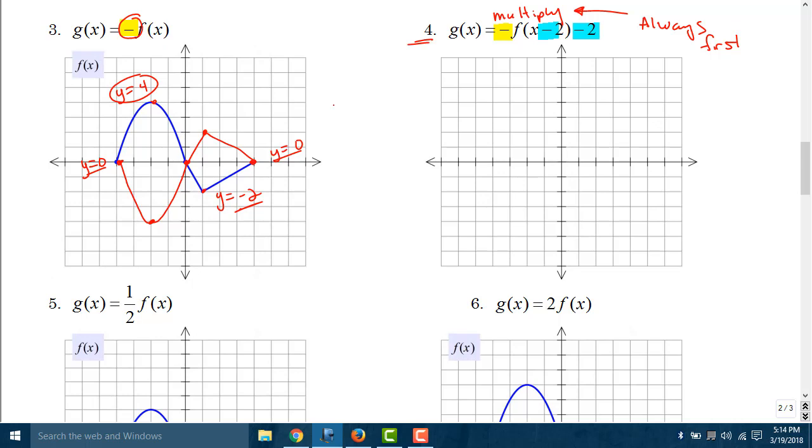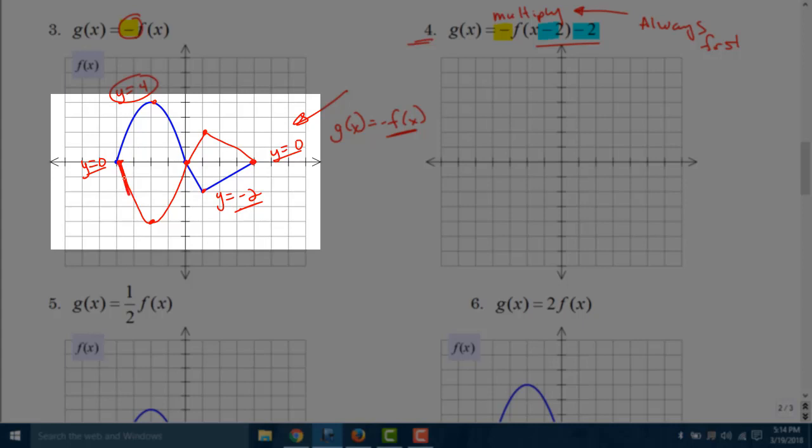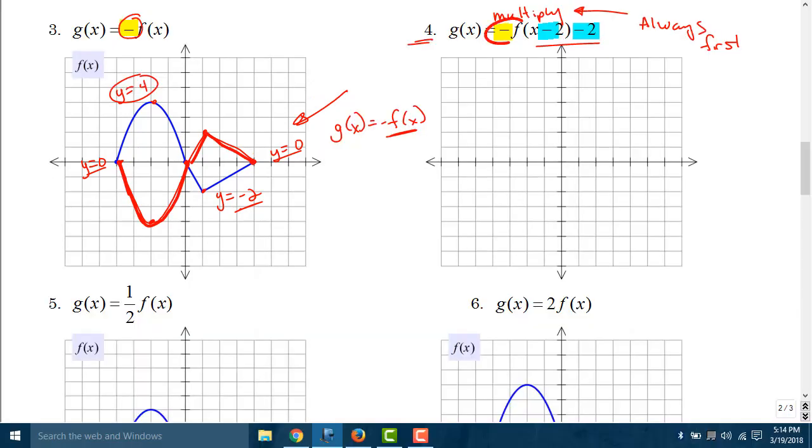Now, since problem number 3 was g of x equals negative f of x, I'm going to use the answer to number 3 and move that graph. Okay, so let me be clear. I'm taking this graph right here as step 1, and then what am I going to do to that graph? I am going to move it. What did we do? We went down 2, and we also went to the right 2.